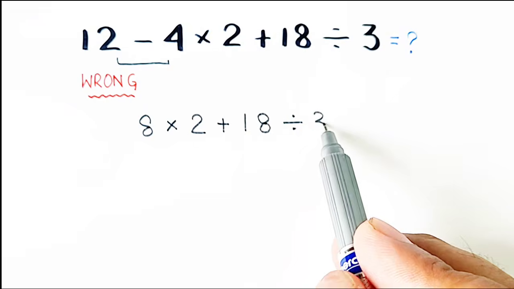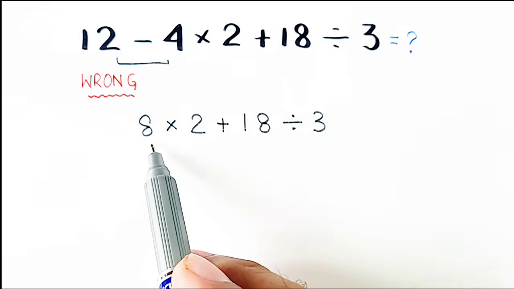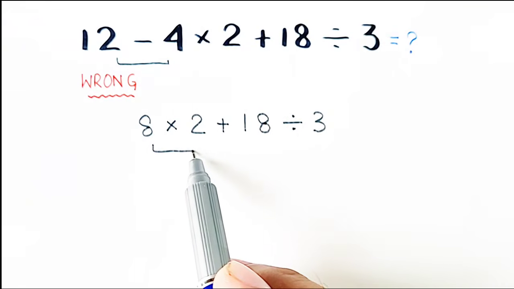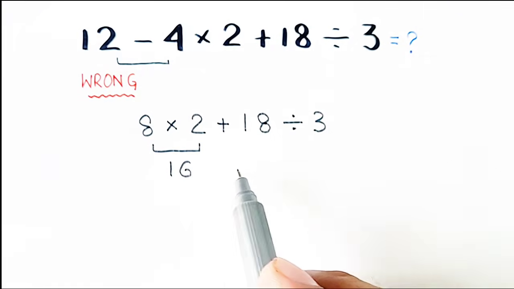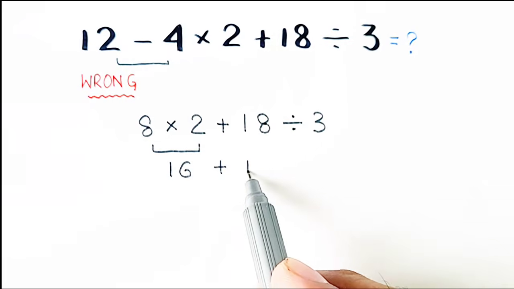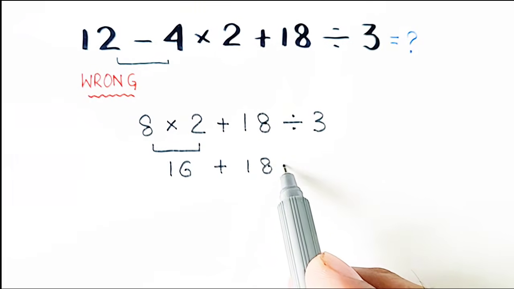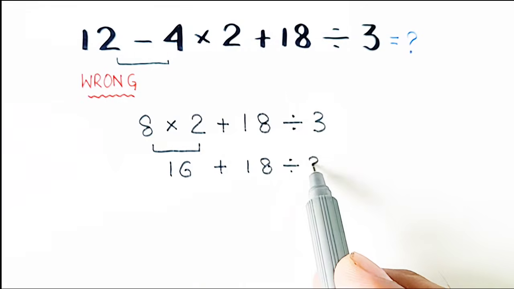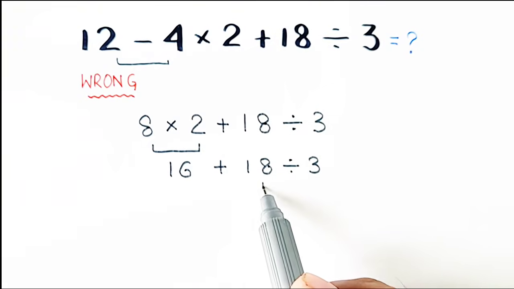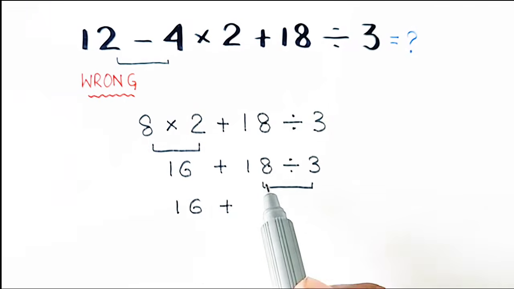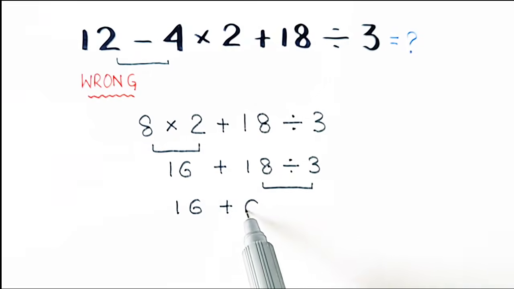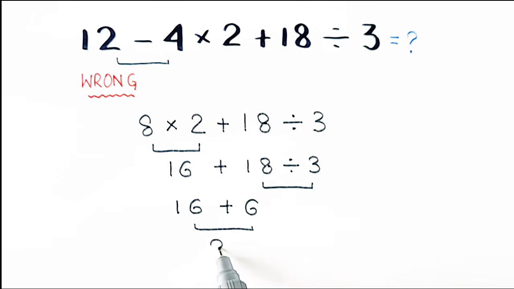Now, by moving from left to right, 8 times 2 gives us 16, plus 18, divided by 3. 18 divided by 3 will be equal to 6, and 16 plus 6 equals 22, which is our answer.